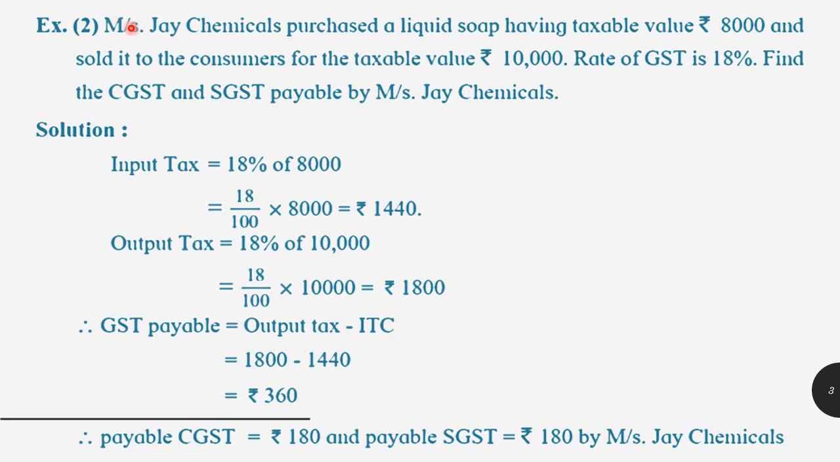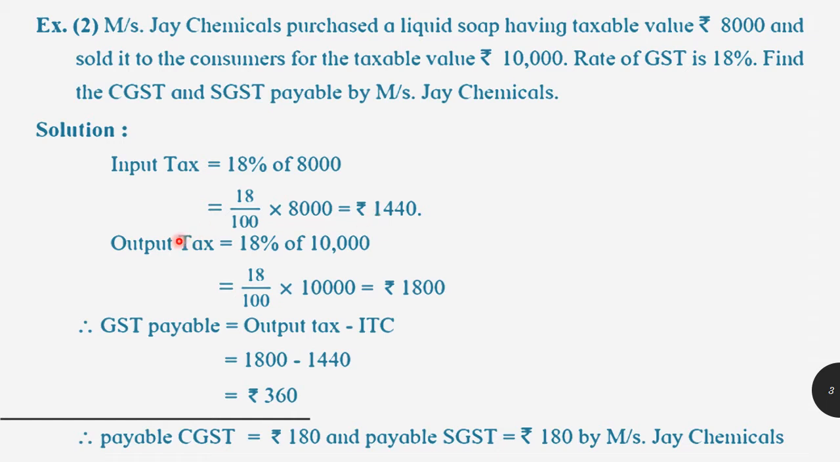This is the second example. Here, J Chemicals purchased a liquid soap having taxable value of rupees 8,000 and sold it to the consumers for the taxable value of rupees 10,000. The rate of GST is 18%. Find the central GST and state GST payable by J Chemicals. So input tax is 18% of 8,000. Here the purchase is at 8,000, so input tax will be 18% of the purchase price. That is 18 upon 100 into 8,000, which will be rupees 1,440.